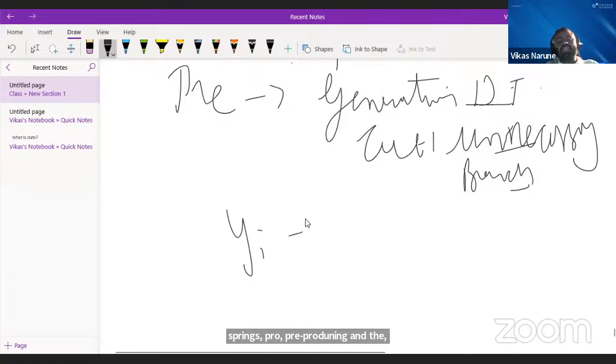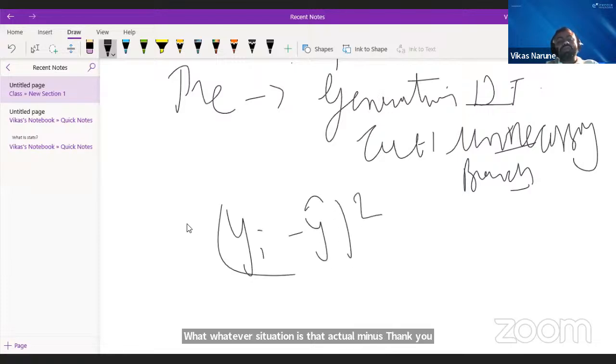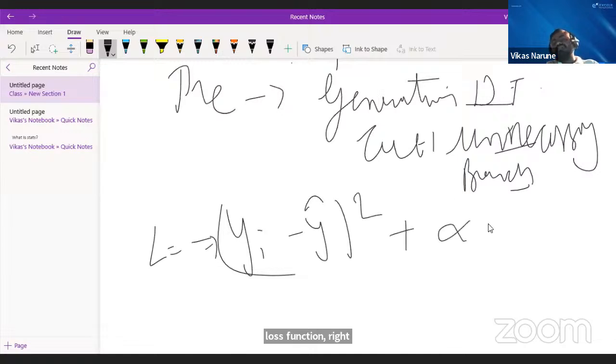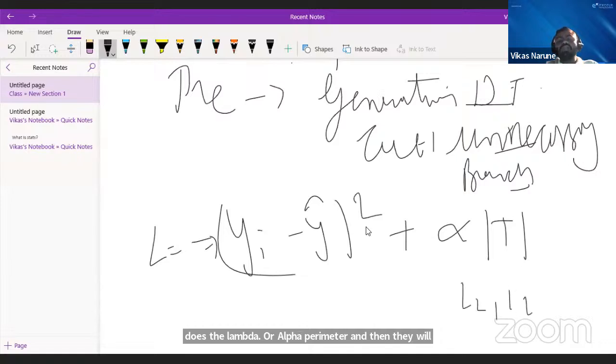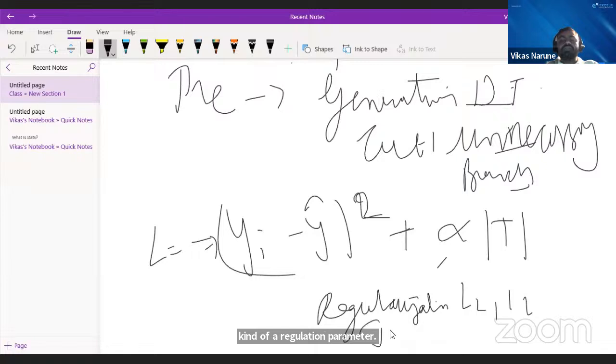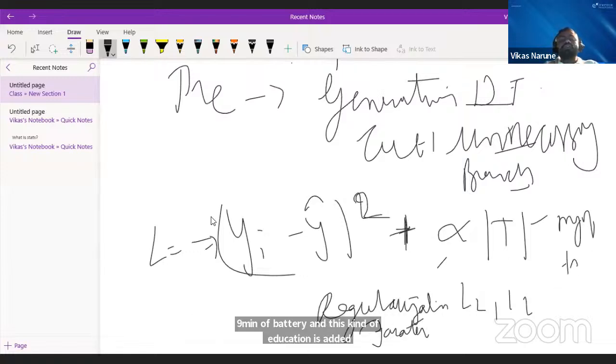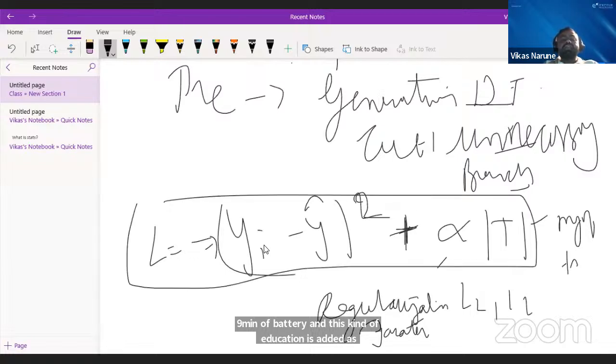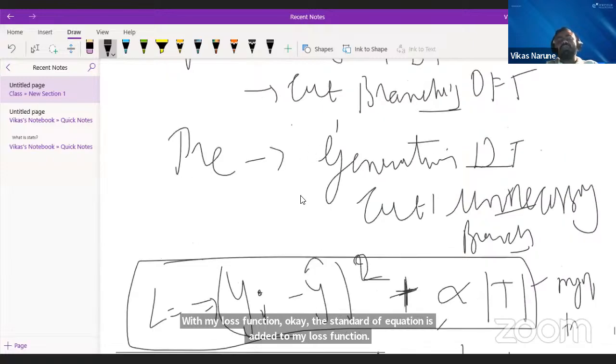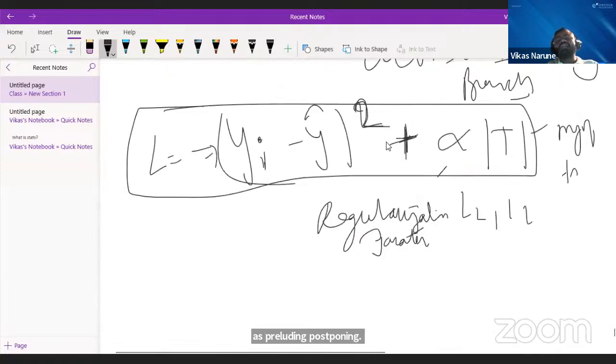The method will be like this way, guys. Whatever situation is there, actual minus predicted whole square. Whenever we calculate the loss function, at that time we add something called a lambda or alpha parameter, a kind of penalty, tree penalty. This is also called an L1 penalty, L2 penalty. So this is my loss equation, plus some kind of regularization parameter alpha, called the regularization parameter, multiplied by something related to the magnitudes of the tree. This kind of equation is added to my loss function, and this is how I regularize my tree. This is pre-pruning or post-pruning, either before or while generating the tree, or after generation.